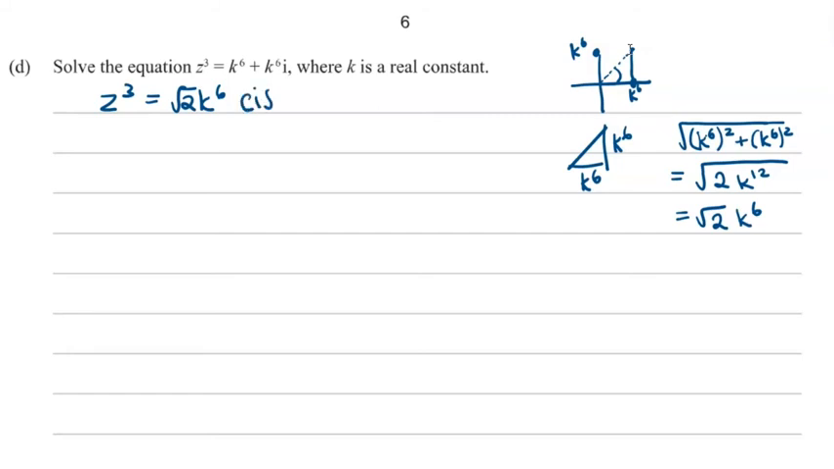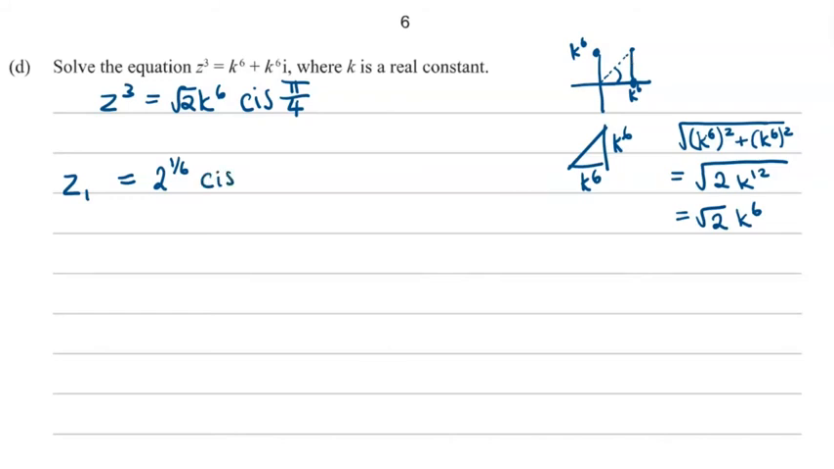And then we need the argument. So cis, and our argument here is just 45 degrees or pi by 4, because this is an isosceles triangle that we've got over here. Okay, now we can go ahead with the solving. So for the first solution, the modulus gets cube rooted. So find the cube root of root 2 and k to the 6. So root 2 would be 2 to the half, and if we times that power of a half by a third to do the cube root of it, this is what we get as 2 to the 6.